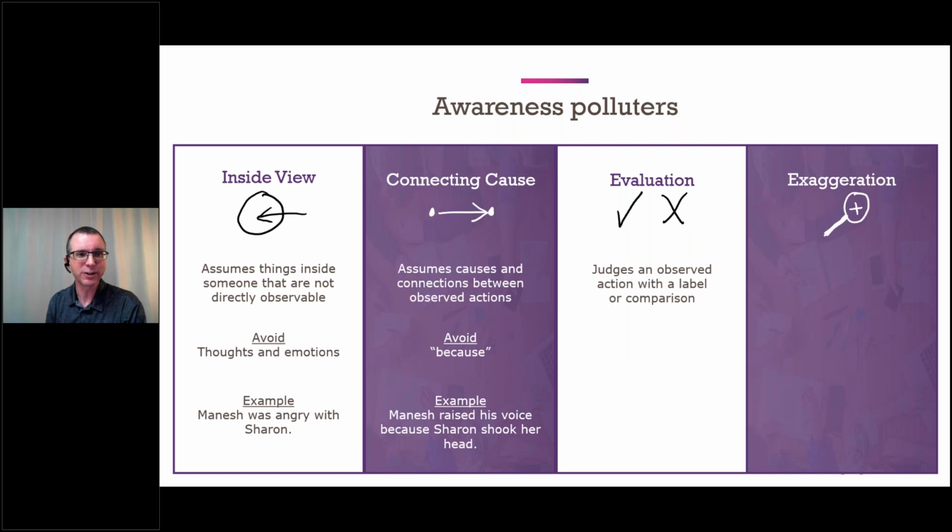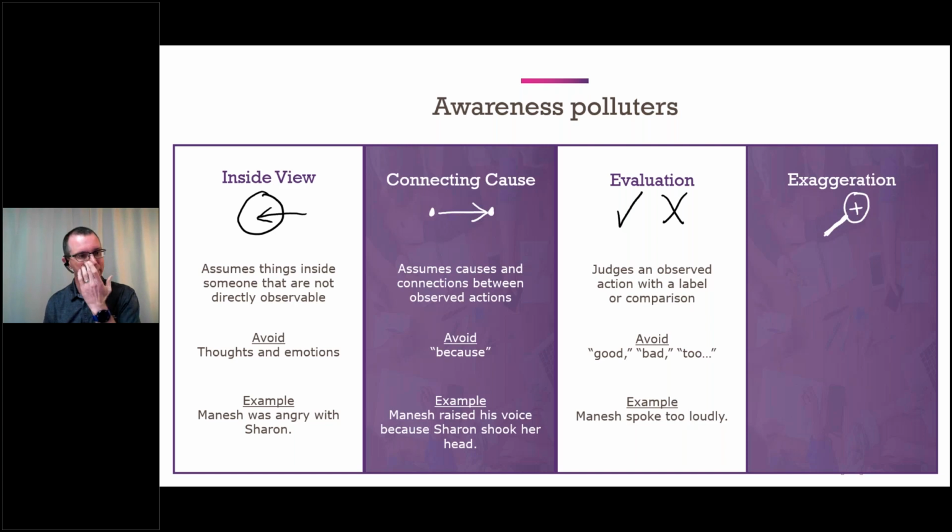Evaluation is the next one. We judge an observed action with a label or a comparison, and the words here are commonly good or bad or too much or too little kinds of things, like Manesh spoke too loudly. For who? Yeah, that's a judgment that it was louder than it should have been. And as soon as I say it that way, you can hear the word should, which is a judgment type of word that we're going to set aside for this phase here.